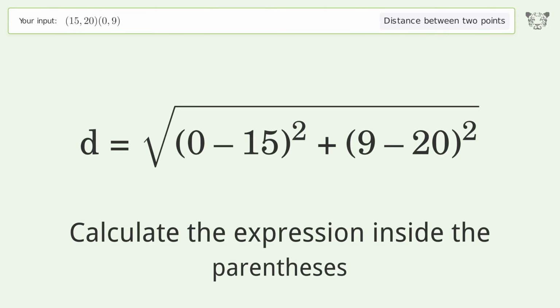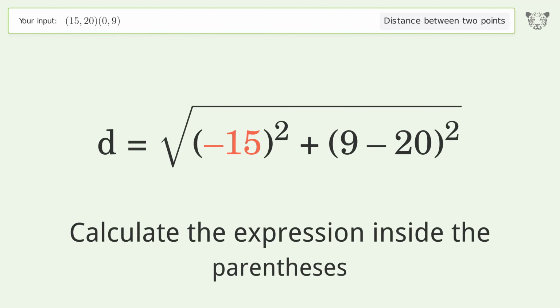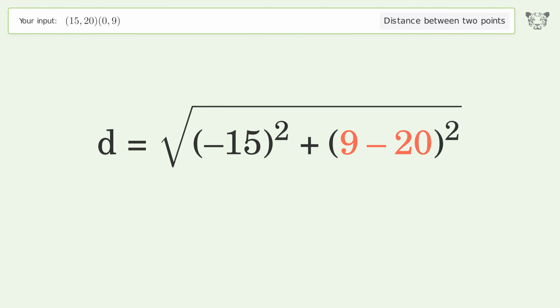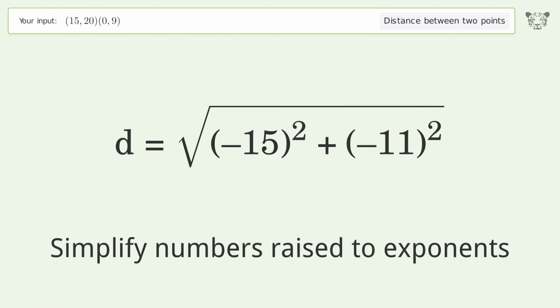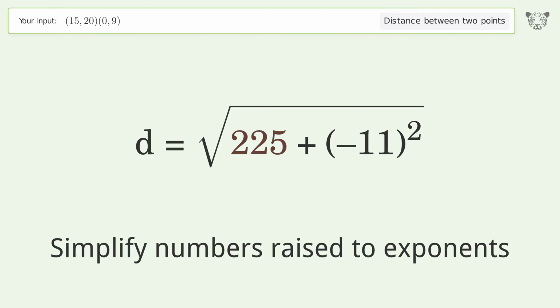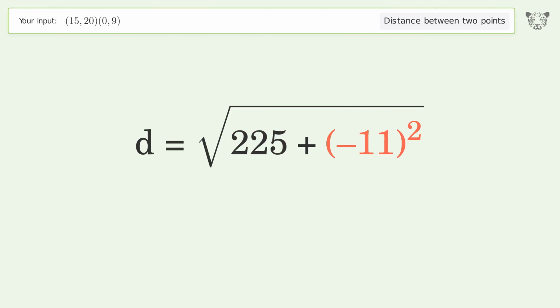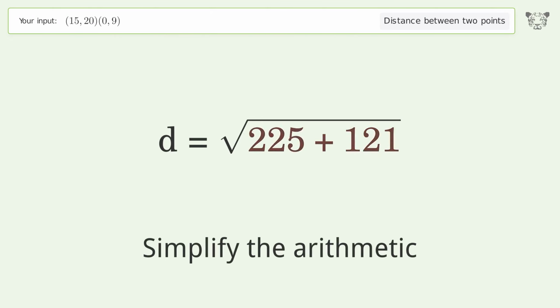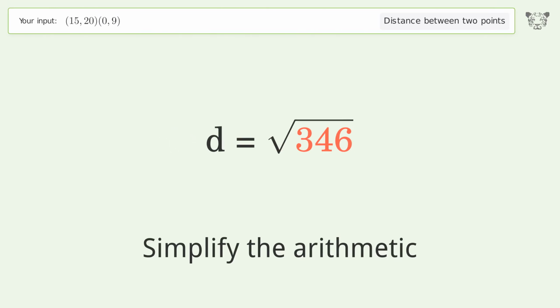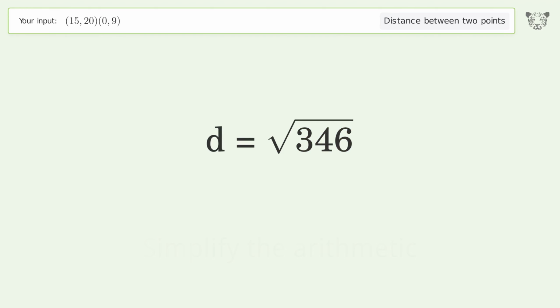Calculate the expression inside the parentheses. Simplify numbers raised to exponents. Simplify the arithmetic. And so the distance between the 2 points is the square root of 346, or 18.601.